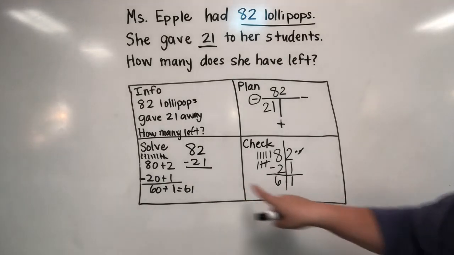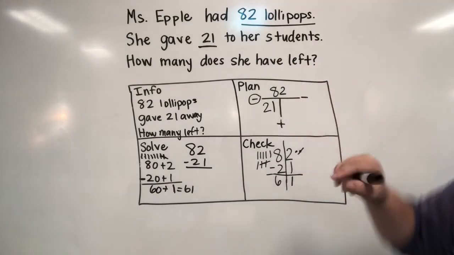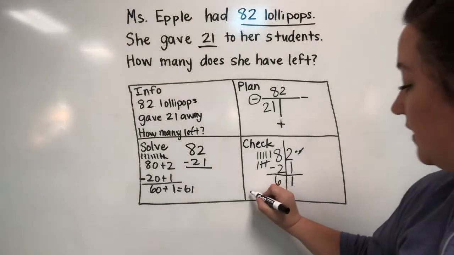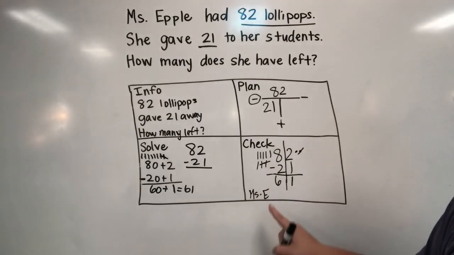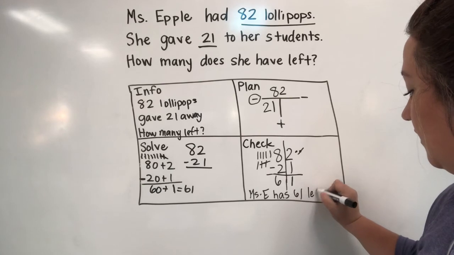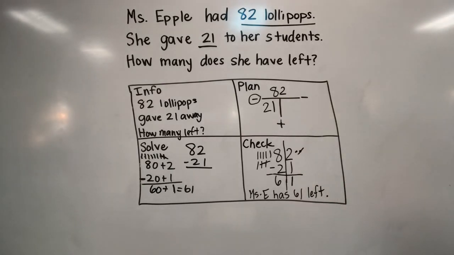So now that I've checked my work, I made sure that it was correct, I am going to answer my question. How many does Miss Epple have left? I'm going to say Miss E, I'm going to even abbreviate, Miss E has 61 left. And I made sure to answer my question.